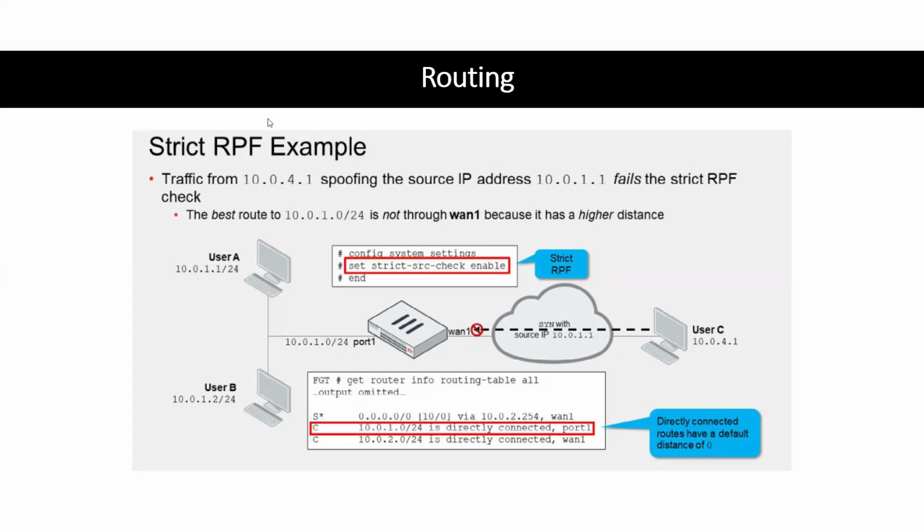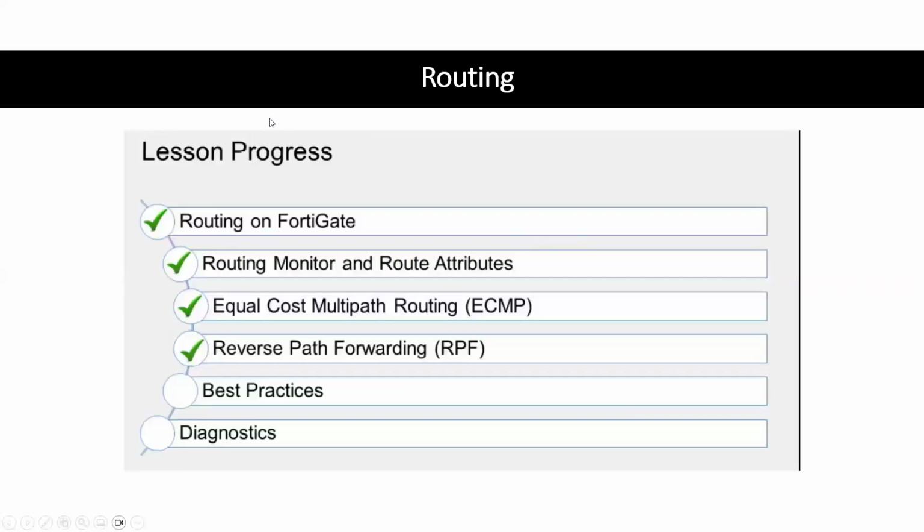So with that being said, we have gotten through the RPF section. I'm going to ask you guys 2 questions. First question: what is the default RPF check method on a FortiGate? Is it A, loose, or B, strict?